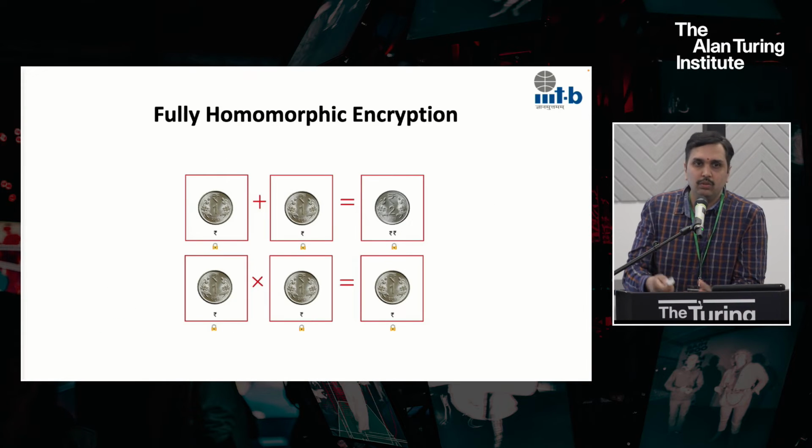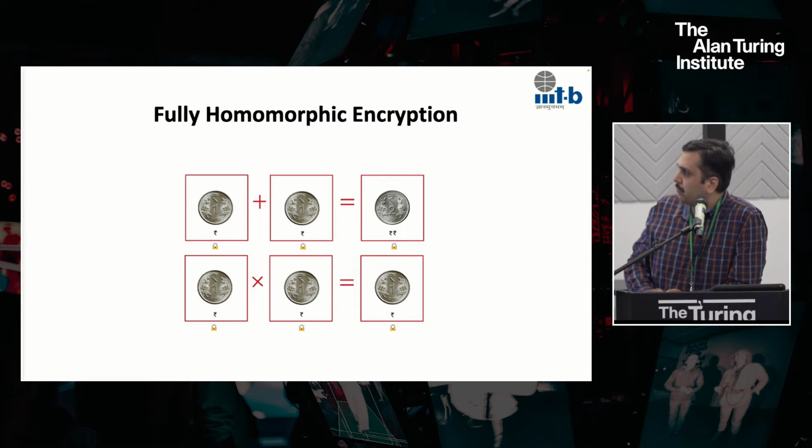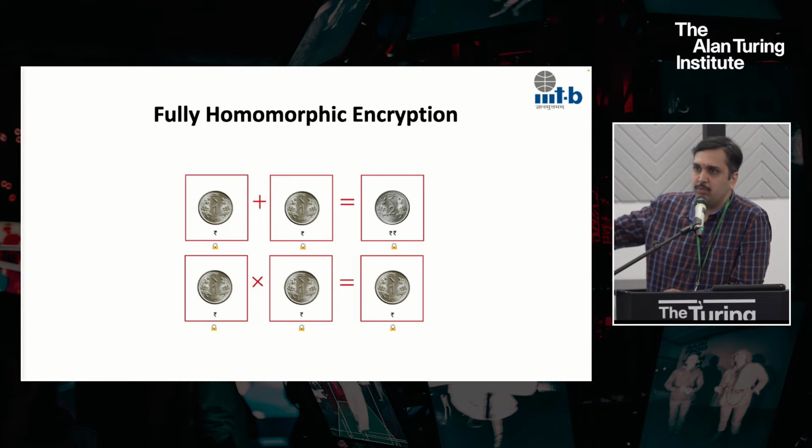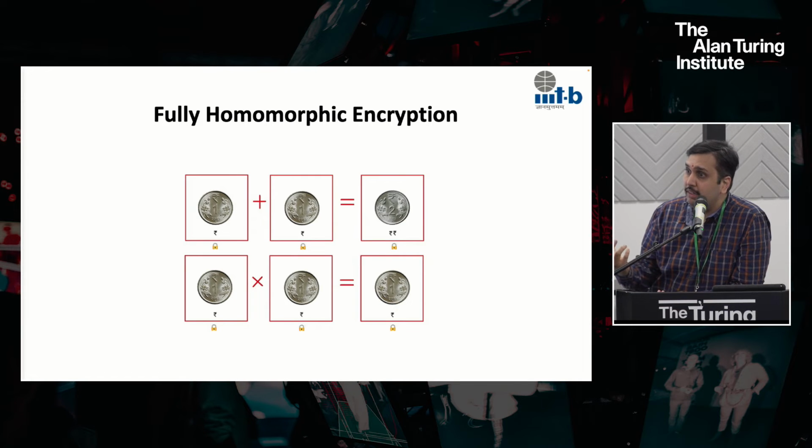Okay, so just to pictorially represent: suppose you have encryption of two messages, say 1 and 1, and the square represents the ciphertext. You see a lock means the data is securely hidden. So you will be able to add two ciphertexts to get the sum without actually decrypting first, then adding, and then encrypting.